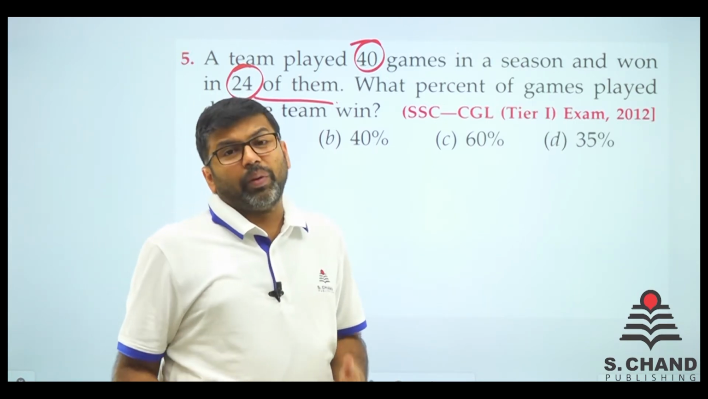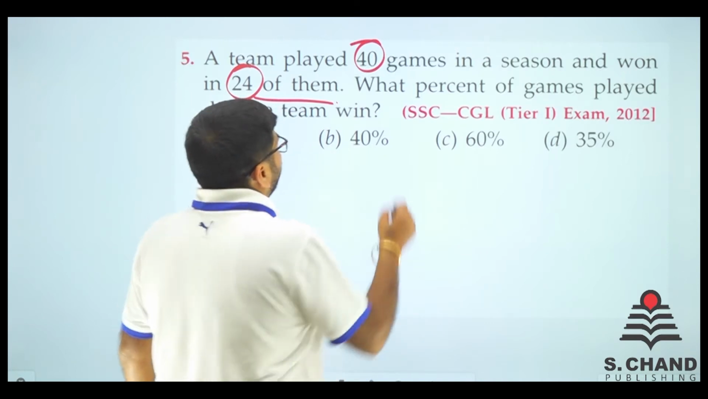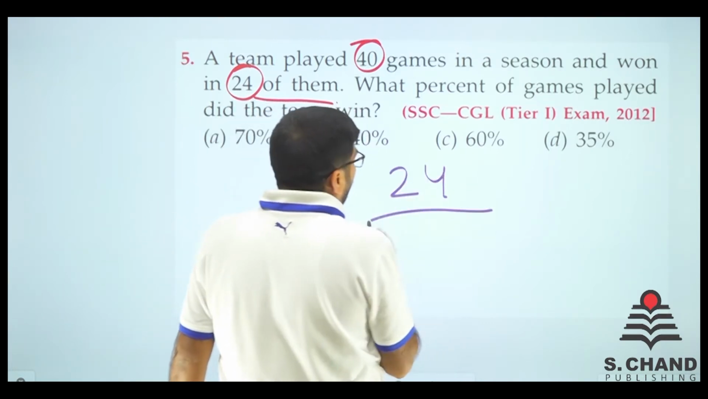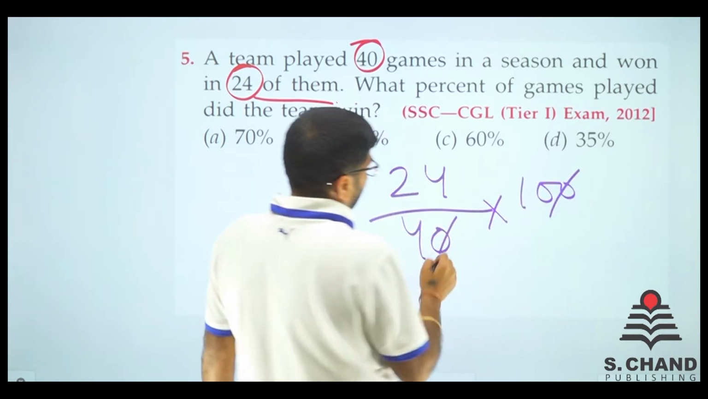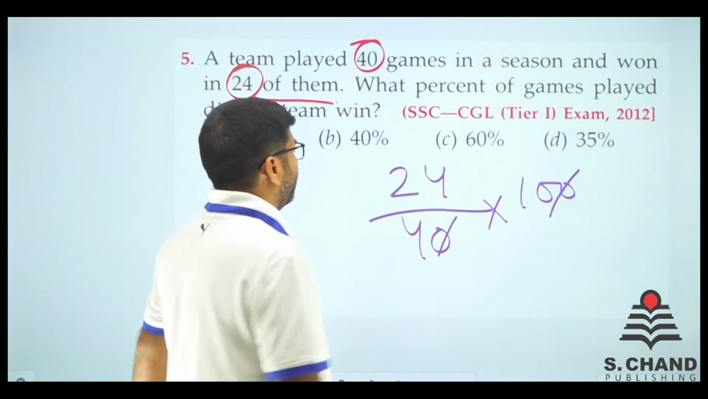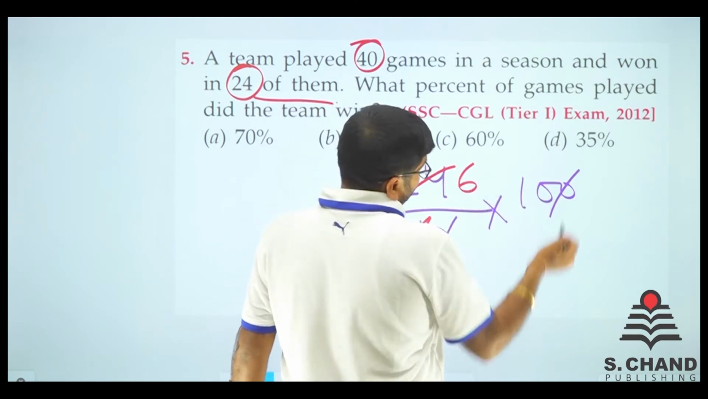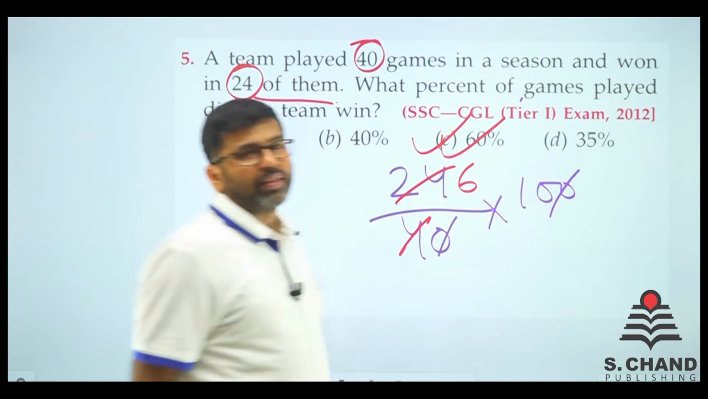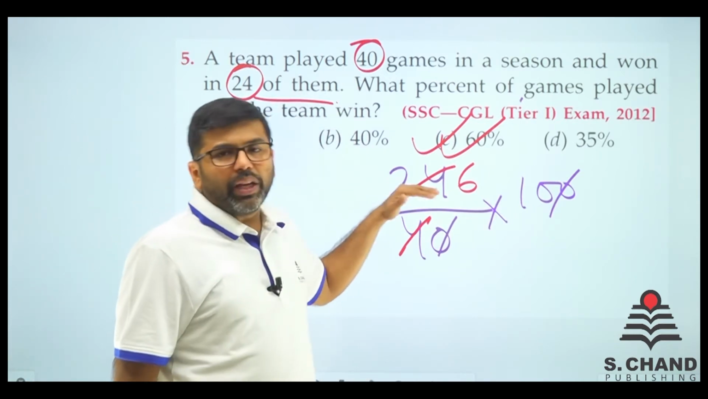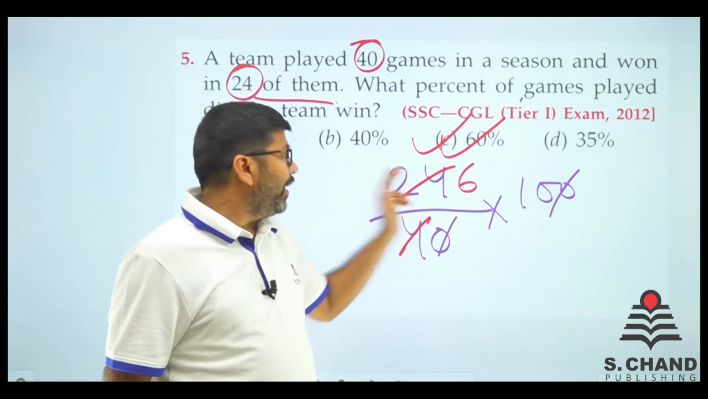I don't think this will be a big challenge for you, because if you win 24 out of the 40 games and you need to know the percentage, just 24 divided by 4, that is 6 times. 6 into 10 is 60. So 60% is the winning percentage. That many you won, out of that many you played, into 100.